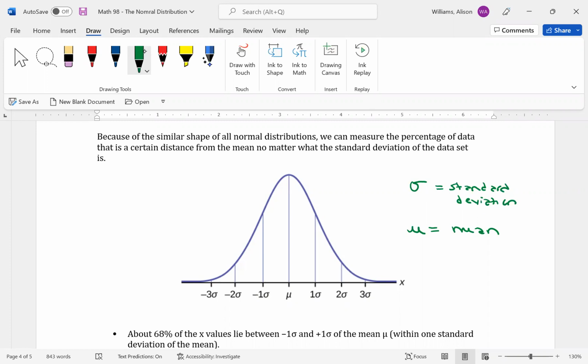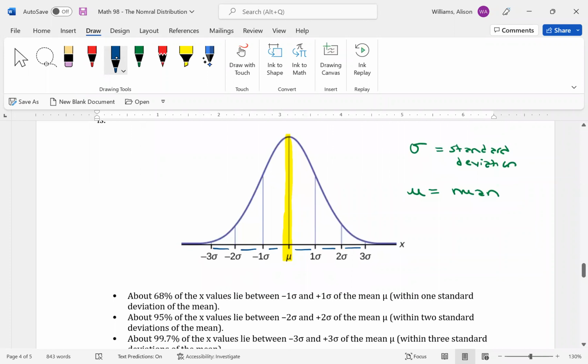So this picture is indicating what's happening when you go. The mean is here in the middle, right in the middle is the mean. And then 1 standard deviation above and below, 2 standard deviations above and below, 3 standard deviations above and below. And here is what the empirical rule says. About 68% lie within 1 standard deviation of the mean. That's what this says.